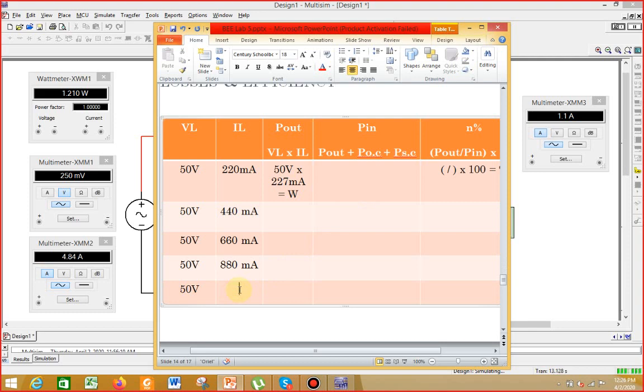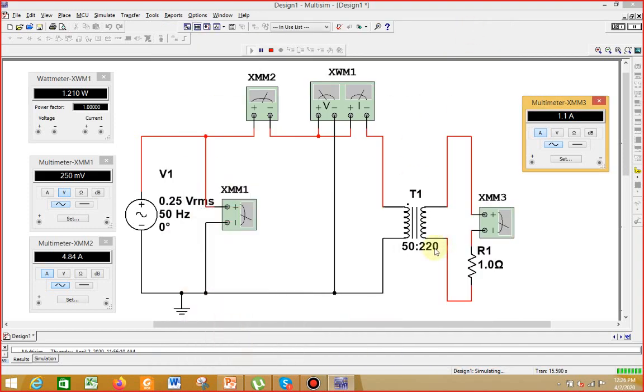Now, why do I stop here? This is because the secondary of our transformer, or the 220 volt side of our transformer, is rated at 1 ampere. So when the 220 volt or high voltage side of the transformer, the one we have short circuited, has reached the value of 1.1, which you can see on multimeter 3, this is the maximum current we can flow through this winding. So this will be the final value.